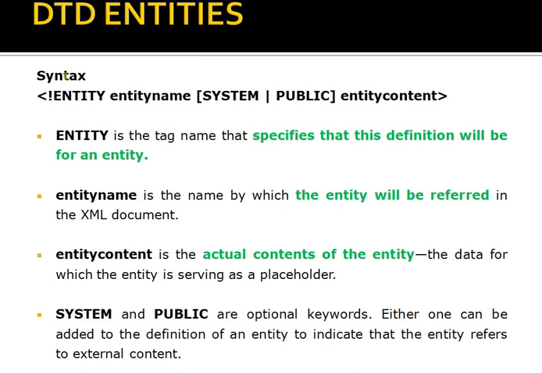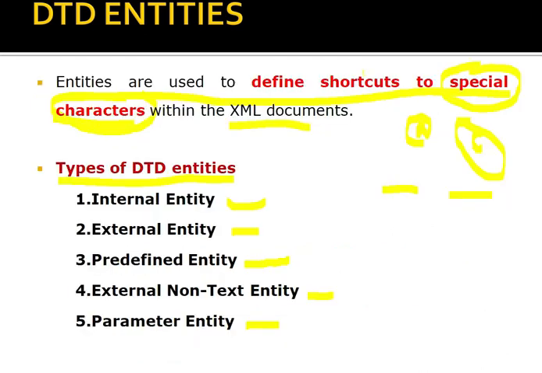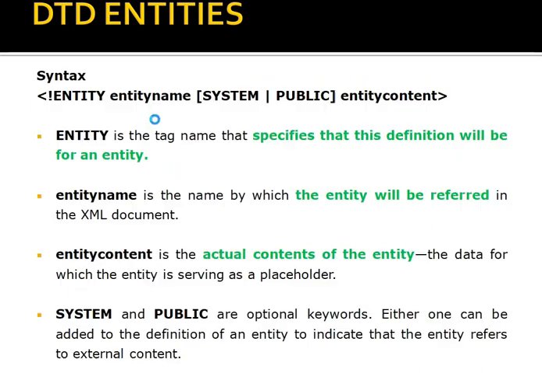The syntax for defining DTD entities: it begins with the keyword ENTITY, followed by the entity name, and you can have the optional keywords SYSTEM or PUBLIC, and then the entity content. Just now we saw the purpose of an entity is to define shortcuts to special characters, so the content will go here.